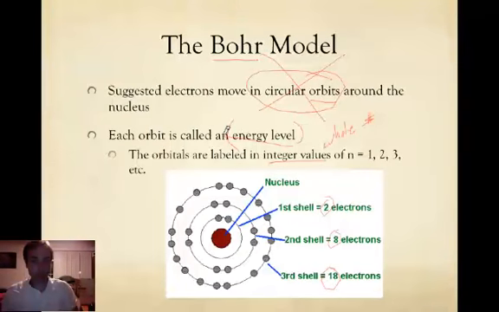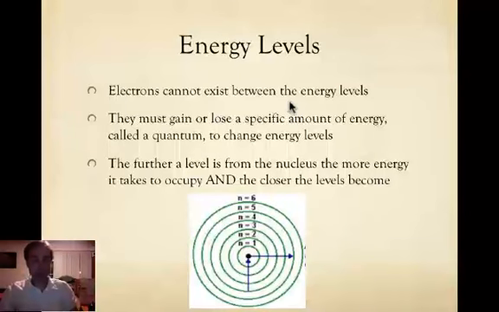Okay? Energy levels are good, but circular orbits are bad. Okay? So let's talk about energy levels and what they really mean. Well, it comes down to the idea that electrons cannot exist between energy levels. In other words, they have to have a certain amount of energy at any given time that corresponds with the energy level that they occupy.